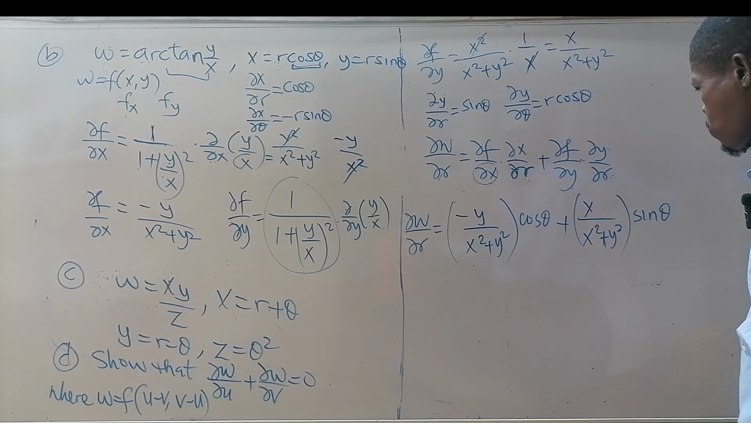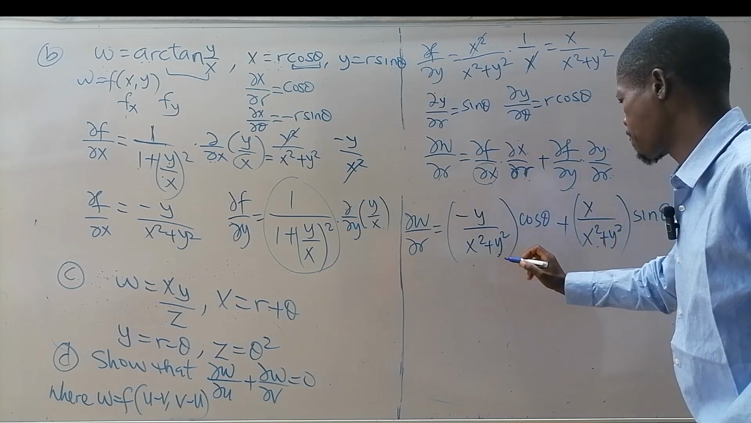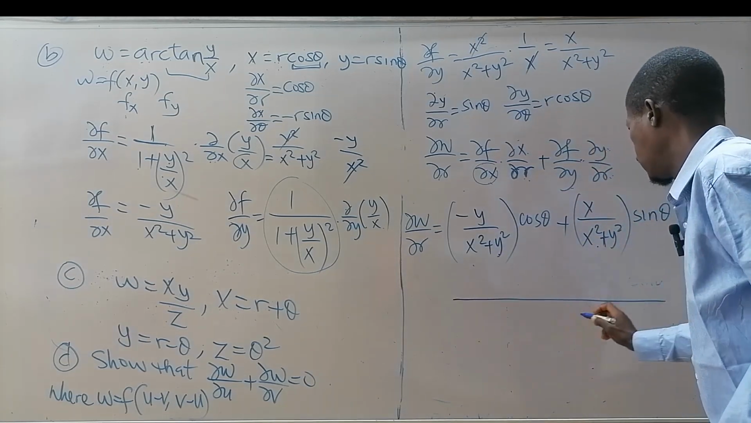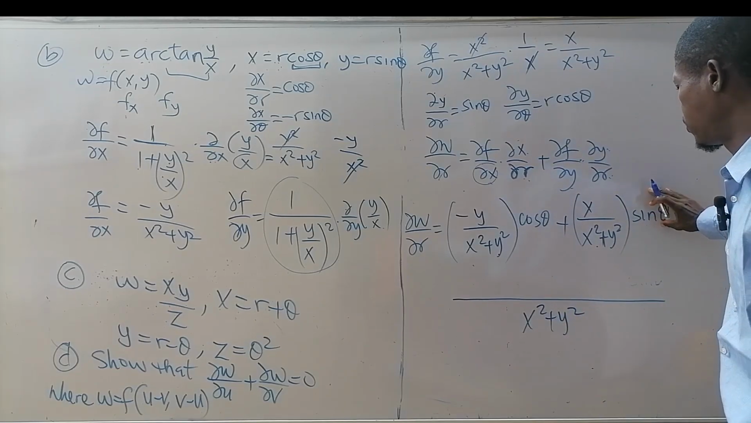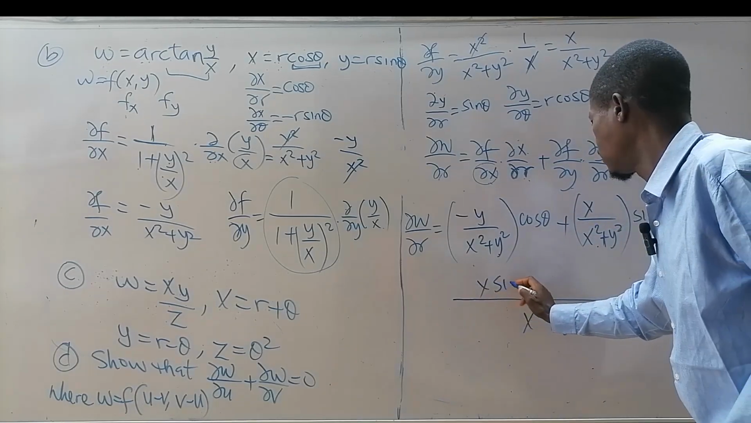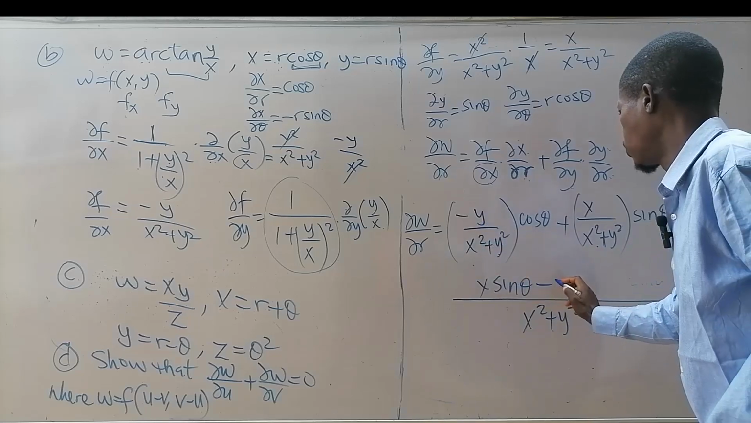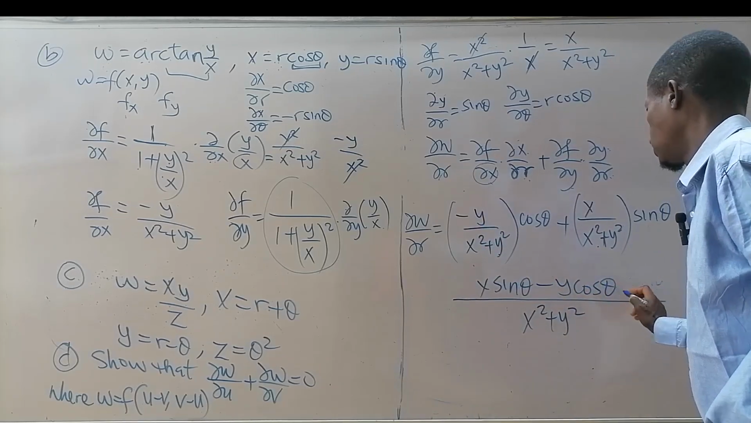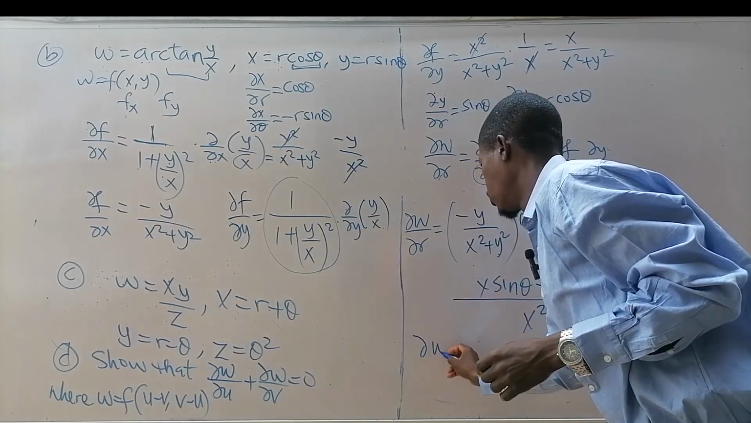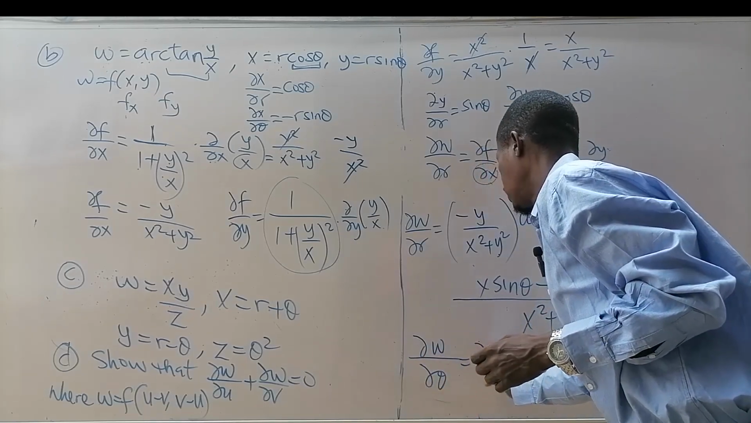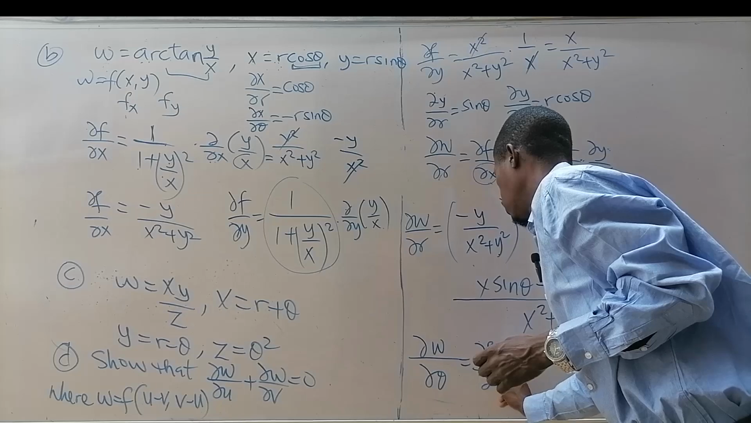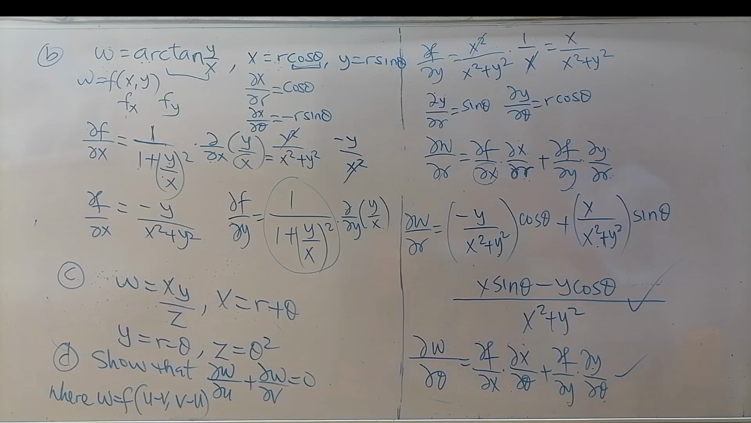So we can do the algebra. In this case, the denominator is the same, so we're going to have x squared plus y squared. Let's put the positive forward. That will be x sine theta, and then minus y cos theta. So the next thing to do now is del W del theta, which is this equation. That's what we have here. Let's quickly substitute that and get the equation for del W del theta.